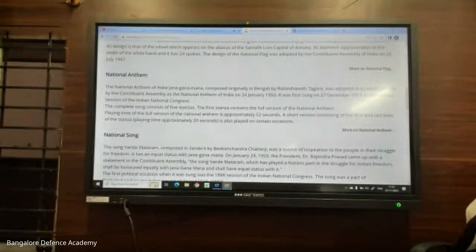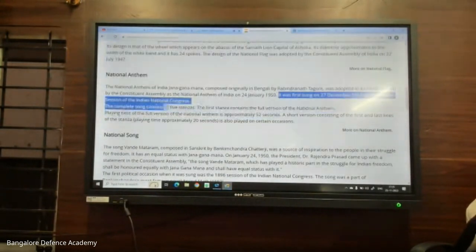Okay, next, look at this. Eyes on the screen. It was first sung on 27 December 1911 at the Kolkata session of the Indian National Congress. Samajh mein aaya? Put a star mark. Star mark karo aur ye statement likhna hai. It was first sung on 27 December 1911 in which session? Kolkata session. Now, in higher examinations, they will ask who was the president of the Indian National Congress when this song was sung. Womesh Chandra Bonnerjee was the first president of INC. He was not alive during this time. जल्दी जल्दी लिखना है.